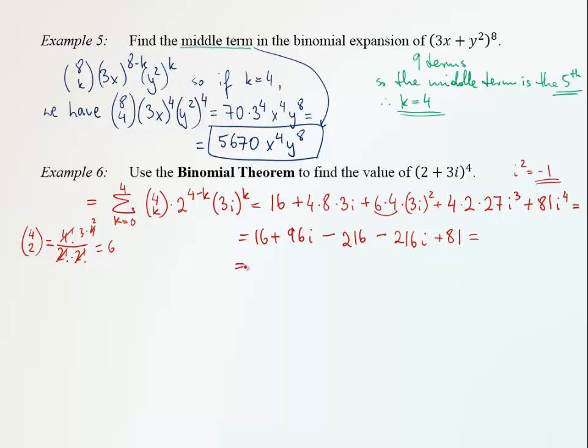Finally, we can collect like terms, and we have 16 plus 81, which is 97, minus 216. That turned out to be -119. And 96i minus 216i becomes -120i. So this fourth power of our complex number 2 + 3i is -119 minus 120i.